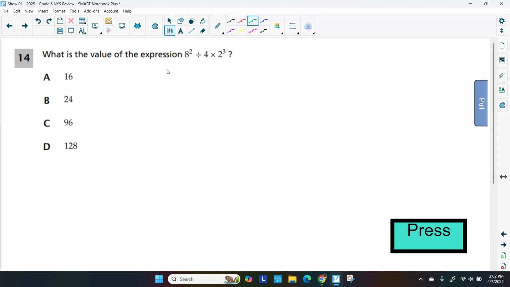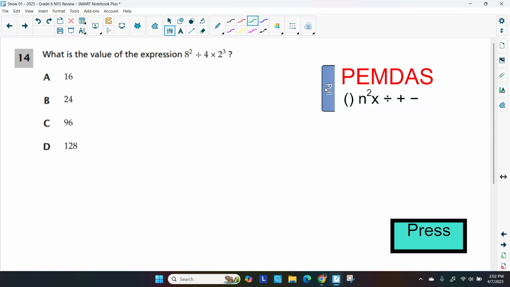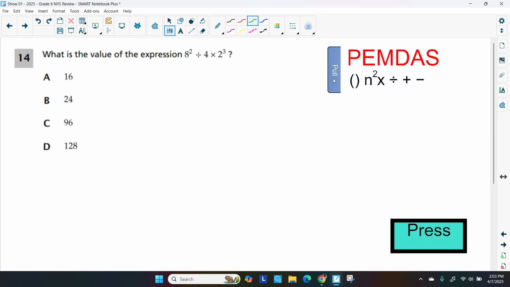What is the value of the expression 8 squared divided by 4 times 2 to the third power? All right, I hope you heard of something called PEMDAS. That's the order of operations, tells you which to do from left to right and what in the order. P stands for parentheses, E stands for exponents, the little 2 up there. M stands for multiplication, D stands for division, A stands for addition, and S stands for subtraction. So that's the order you would do this problem in.